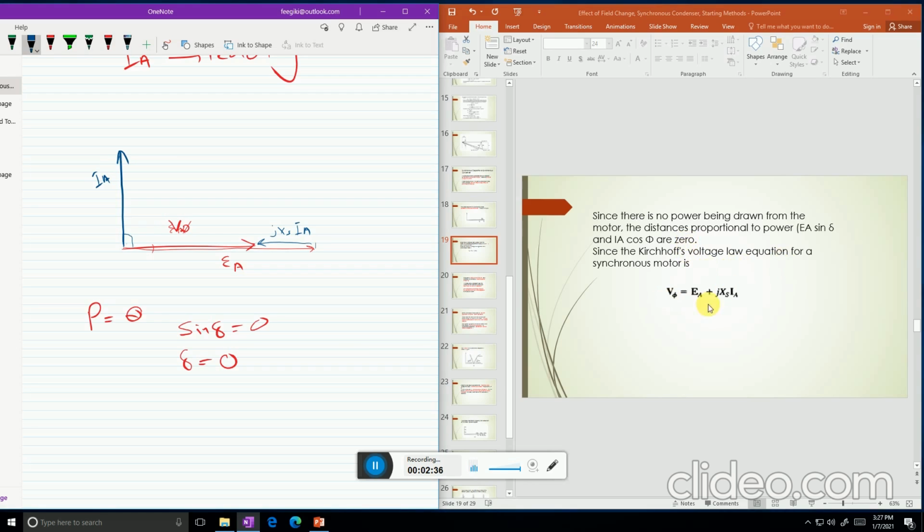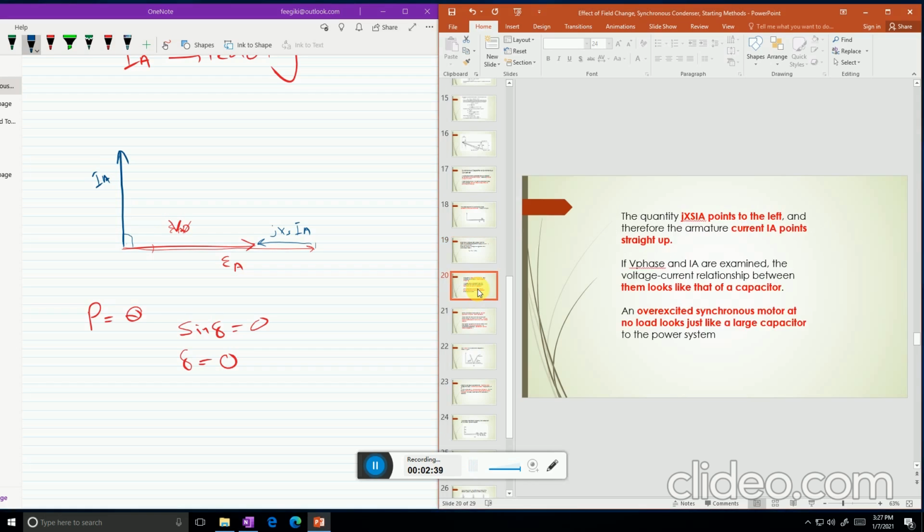And by Kirchhoff's voltage law, V phase is this: the quantity jXs times Ia points to the left, and therefore the armature current Ia points straight up. If V phase and Ia are examined, the voltage-current relationship between them looks like that of a capacitor, and this behavior is similar to the capacitor behavior. So an overexcited synchronous motor at no load looks just like a large capacitor to the power system.